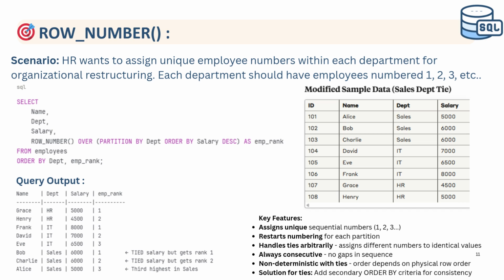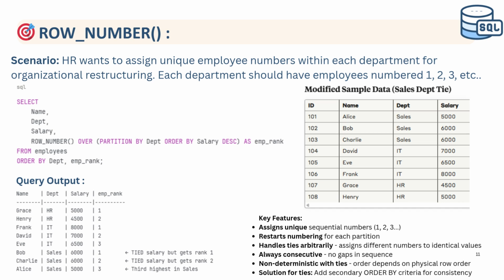Now, here's where ROW_NUMBER gets interesting with ties. Notice Bob and Charlie both earned $6,000 in sales. You might expect them to get the same rank, but ROW_NUMBER doesn't work that way. ROW_NUMBER assigns unique consecutive numbers regardless of ties. So Bob gets rank 1, Charlie gets rank 2, even though they have identical salaries.